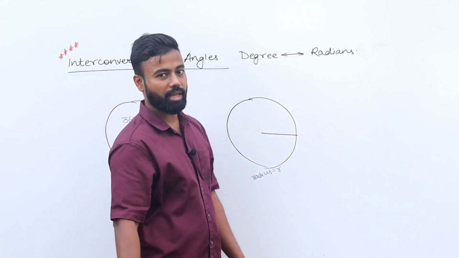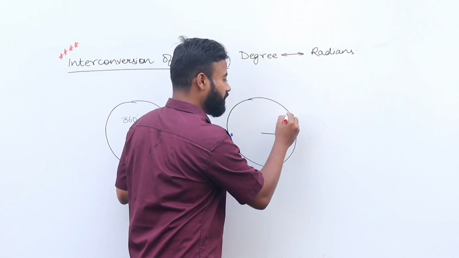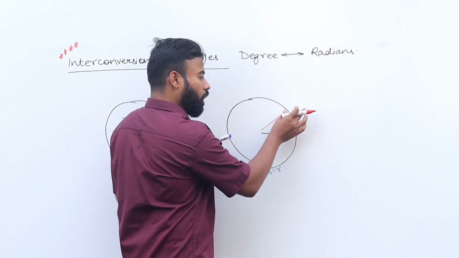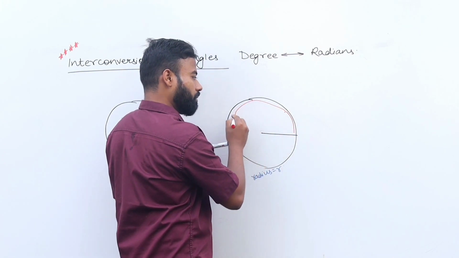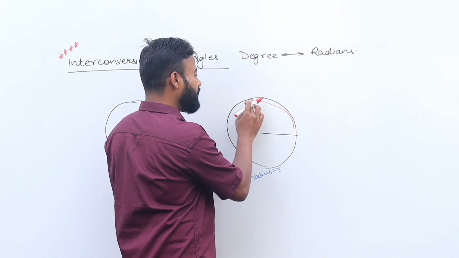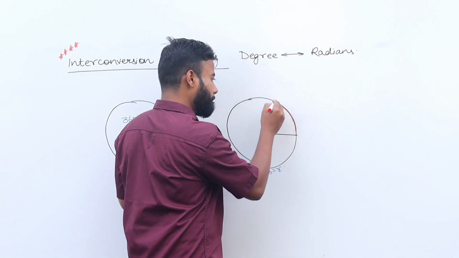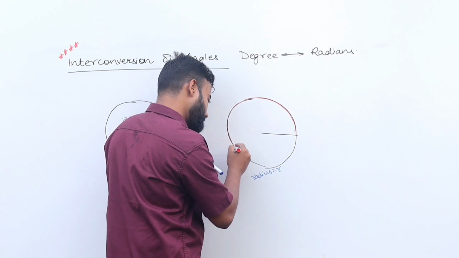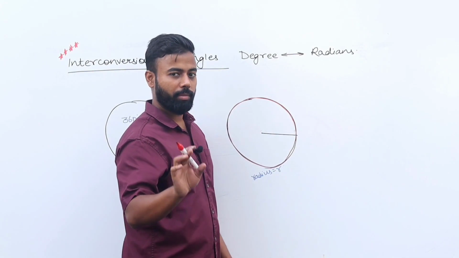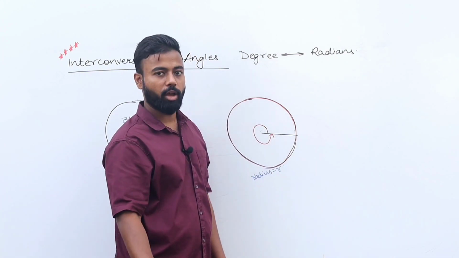Let's suppose the radius of the circle is r. Suppose initially we have this arc length. How much angle will it subtend at the center? This much. Now let's increase the arc length. Now the angle subtended at the center will be this much. Slowly we have increased the arc length up till this. Without any doubt, you will see the angle subtended at the center would be this much. I hope it is clear.